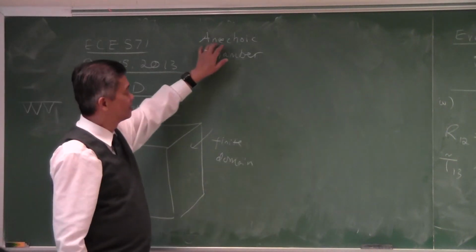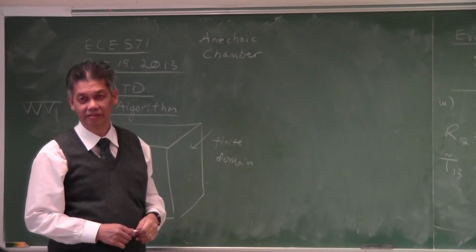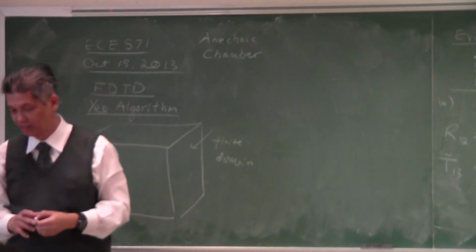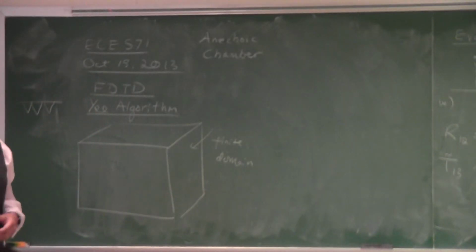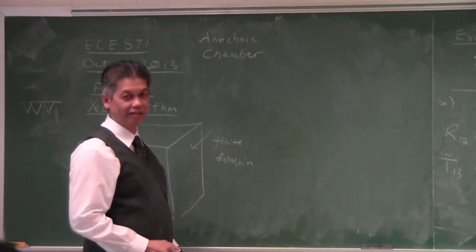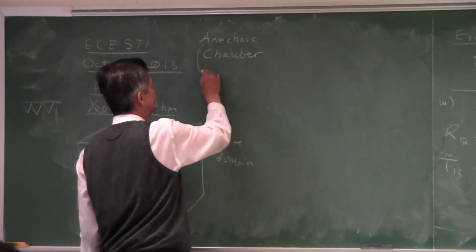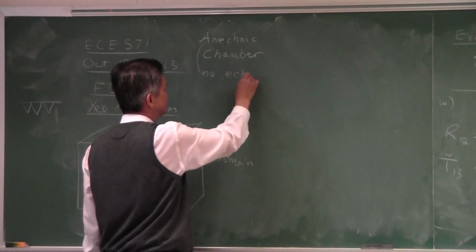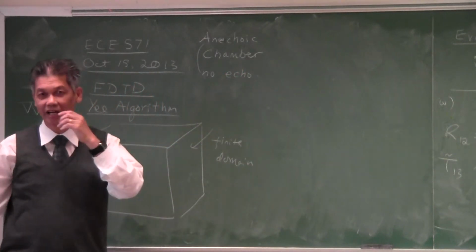I believe the word anechoic came from acoustics. Such a kind of chamber was first designed for acoustics. And echo means no echo. Okay, no echo. This is what it means. Okay, so no echo chamber.